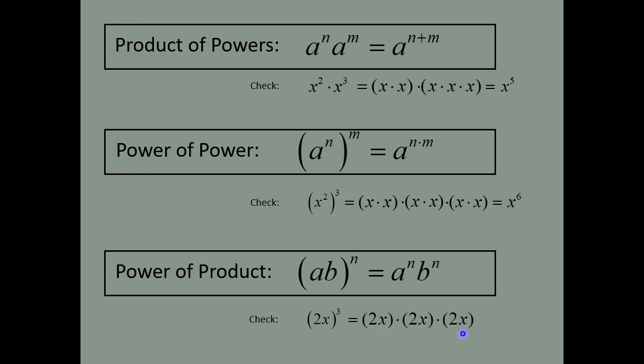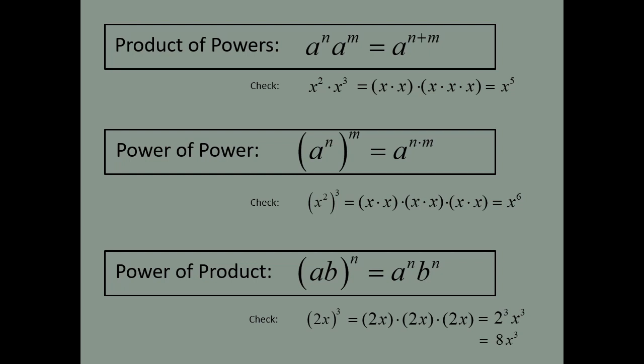2x times 2x times 2x. And you can see we have 2 to the third power and x to the third power. And that simplifies to 8x cubed. Of course, you wouldn't write these out the long way when you apply the rules. We're just doing that to demonstrate why the rules work.